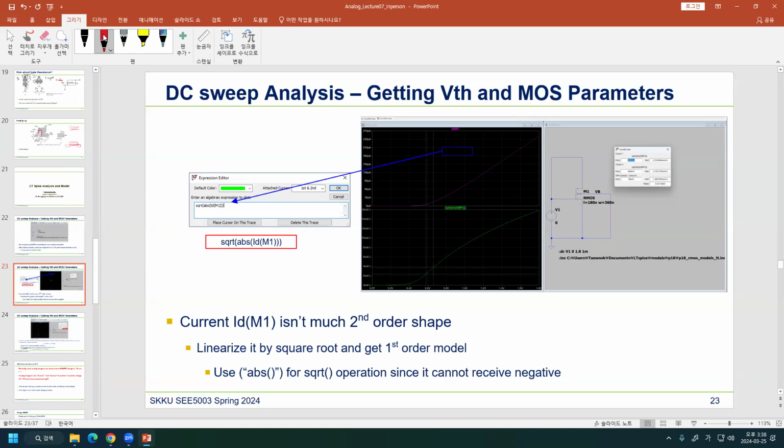And try page 23. So here, our last assignment was to guess VTH, right? Just guess by your eyes. But here we're going to use some equation and then get VTH.